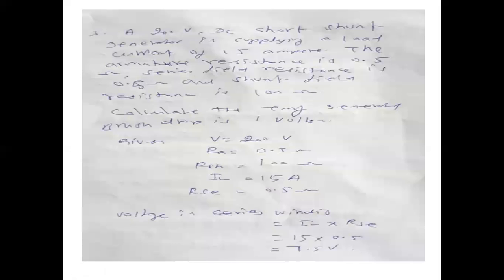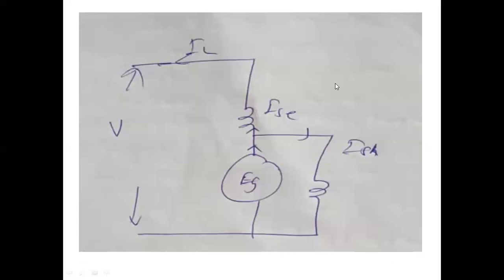So that way we determine the voltage in the series winding, IL into RSE. So IL into RSE is 7.5 volt, right? That is 7.5 volt, right? And that we also calculated here. And to determine the shunt current, we need the total voltage. So total voltage we have determined.